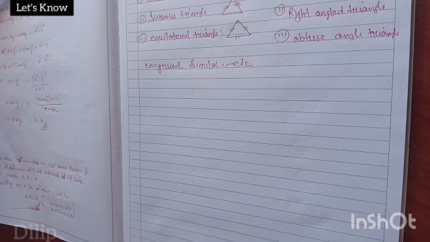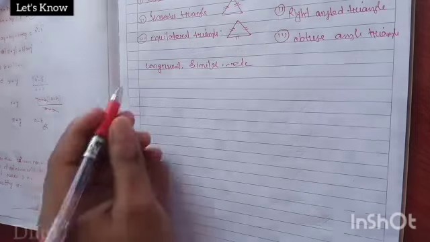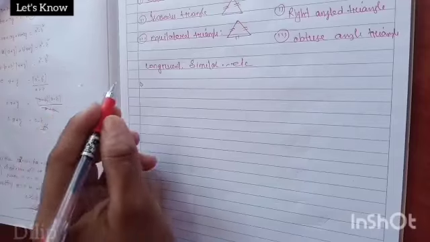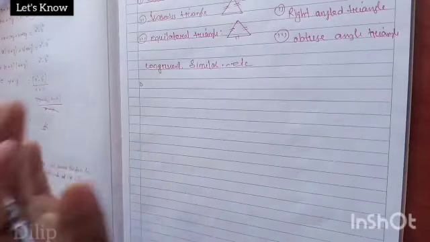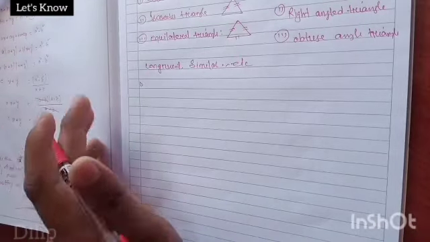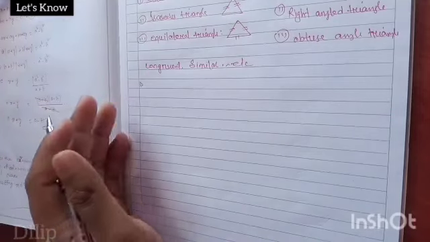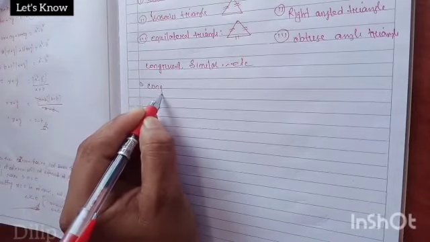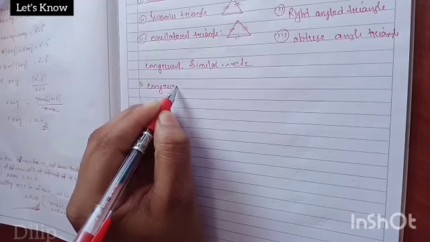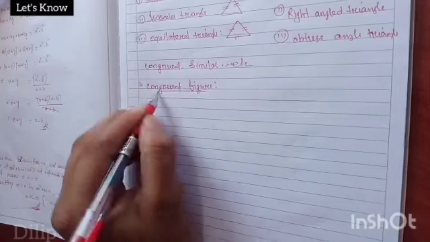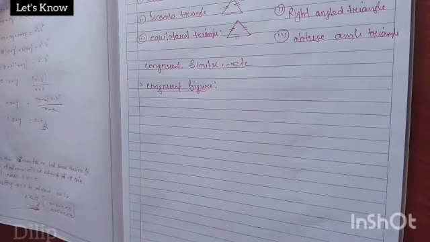Please listen properly. First of all, I am going to tell you about congruent figures, not only triangles but all figures. It may be a circle, rhombus, square, triangle, or different types of quadrilateral. So for all the figures, what does congruent mean? You write congruent figure.